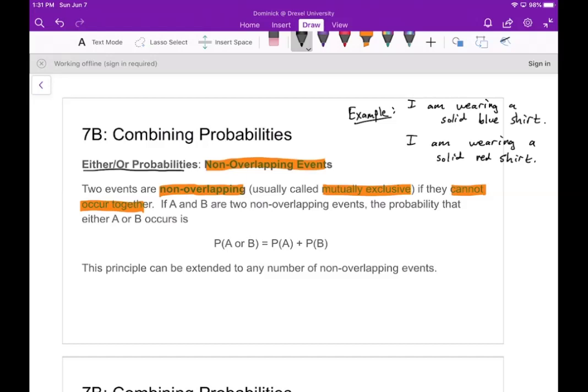It's possible that I'm not wearing either one of these colors, but the bottom line is that if I'm wearing a solid blue shirt, I'm not wearing a solid red shirt and vice versa, right? So there's no way that those events can overlap. Now, if you want the probability of either of two non-overlapping events to occur, then the probability that one or the other occurs is just the sum of those probabilities. And again, you can extend this to any number of non-overlapping events.